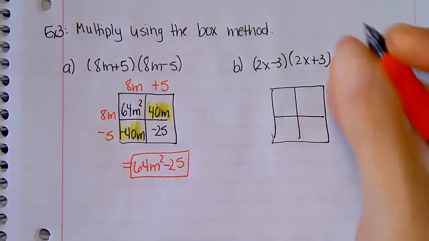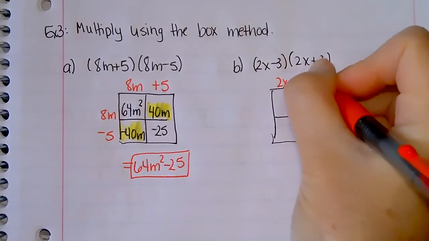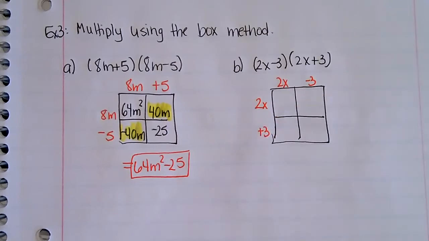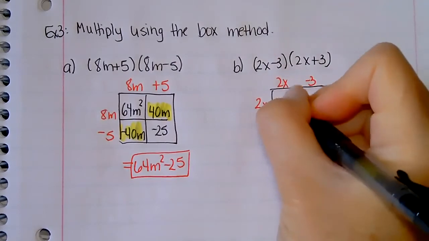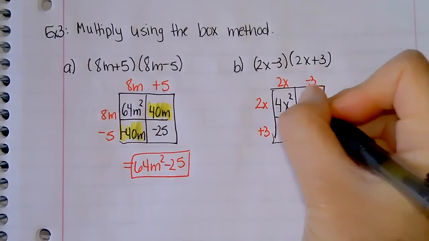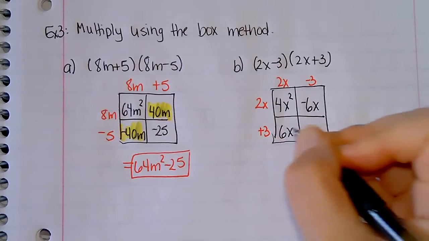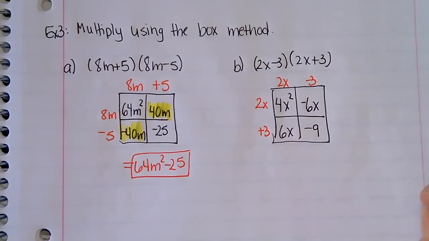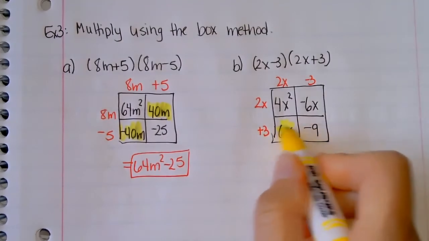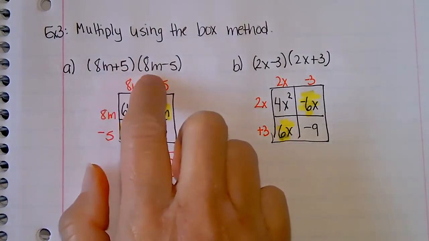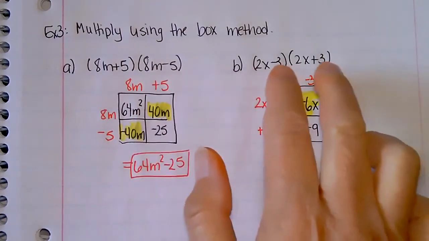Okay, over here, 2x and minus 3, 2x and plus 3. So I'm going to get 4x squared. 2x times negative 3 is negative 6x. 3 times 2x, 6x. 3 times negative 3, negative 9. And again, I have a positive and I have a negative. So those are going to cancel out. That is always going to happen when they are the same terms with 1 plus, 1 minus, every single time.